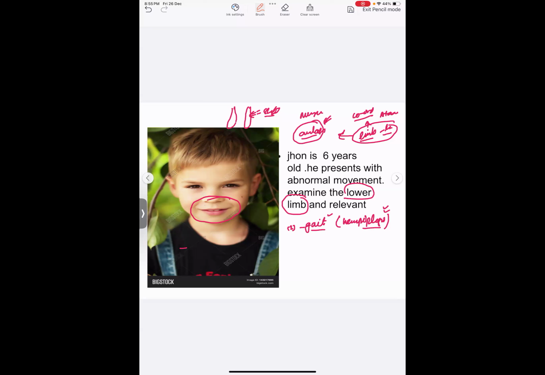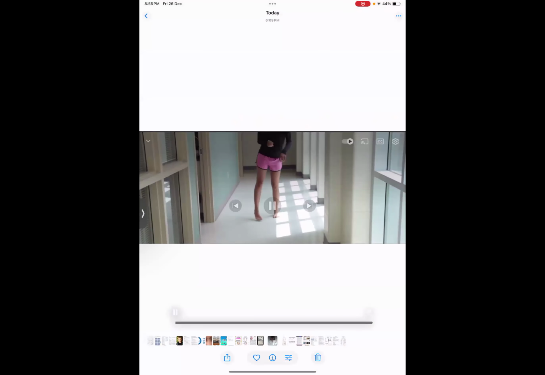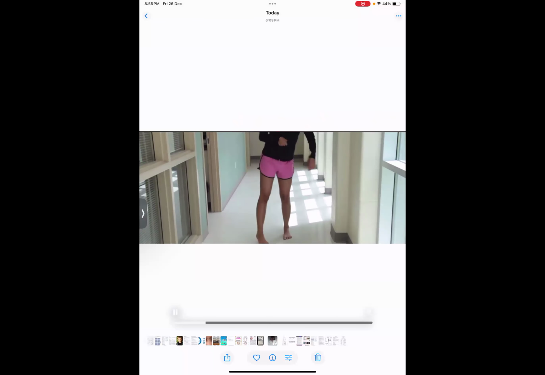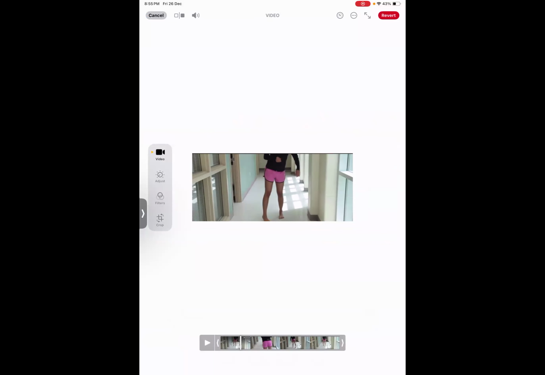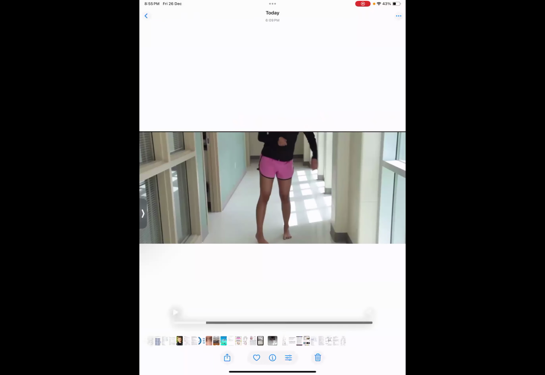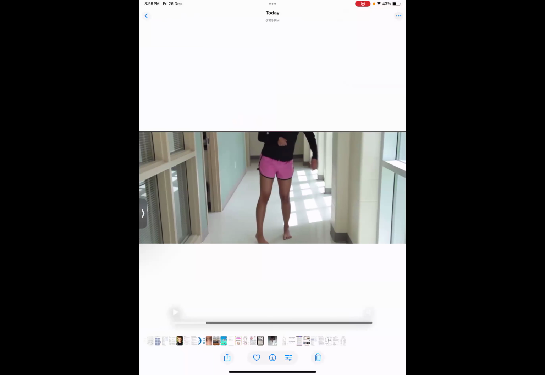Now I have seen this is a case of hemiplegia. See here, if we see this child, there is circumduction gait, knees extended, and a folk sign. No, this is not a folk sign.